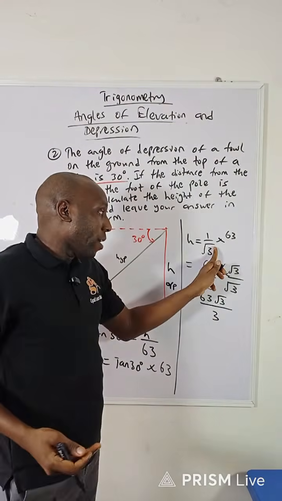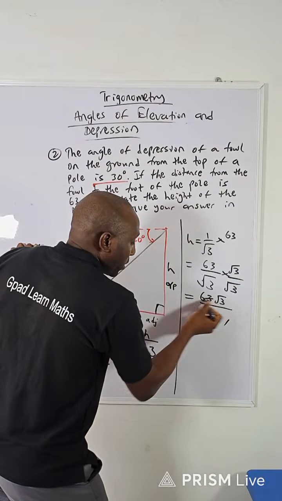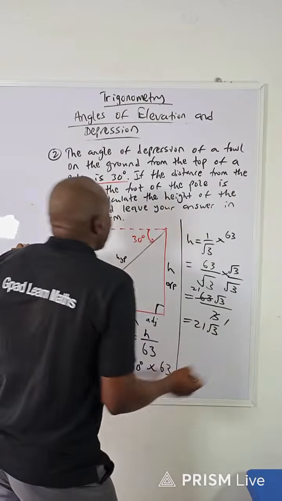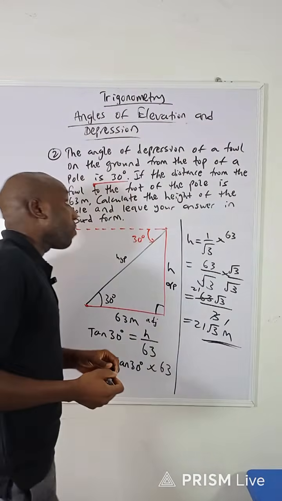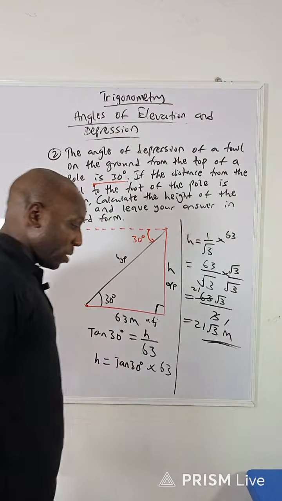No longer irrational, but rational. 3 into 63 is 21. So the answer is 21 root 3. Is it meters? Yes, it is meters. And this is the height of the pole. I hope this is okay.